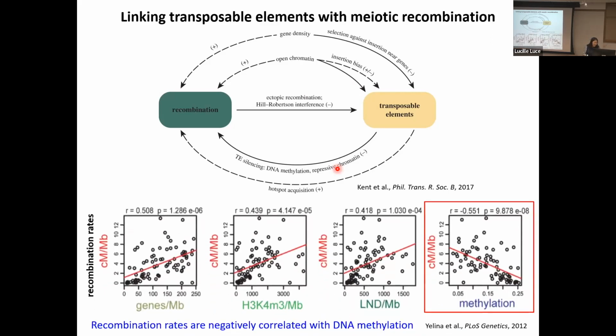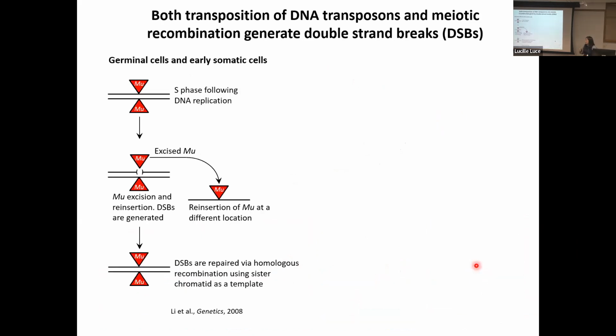People also find in Arabidopsis that recombination rate is positively correlated with gene density, positively correlated with H3K4 trimethylation, and positively correlated with low nucleosome density, but negatively correlated with DNA methylation. So that's why, if we remove methylation, I also want to ask whether we can increase methylation or not.